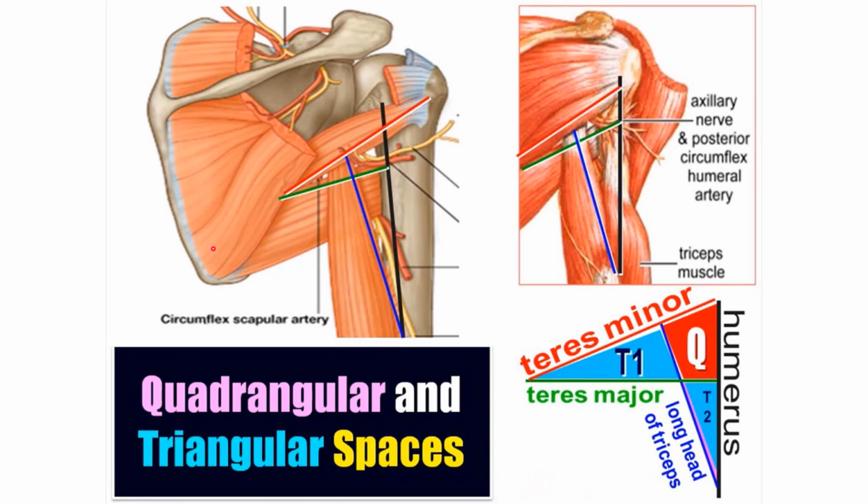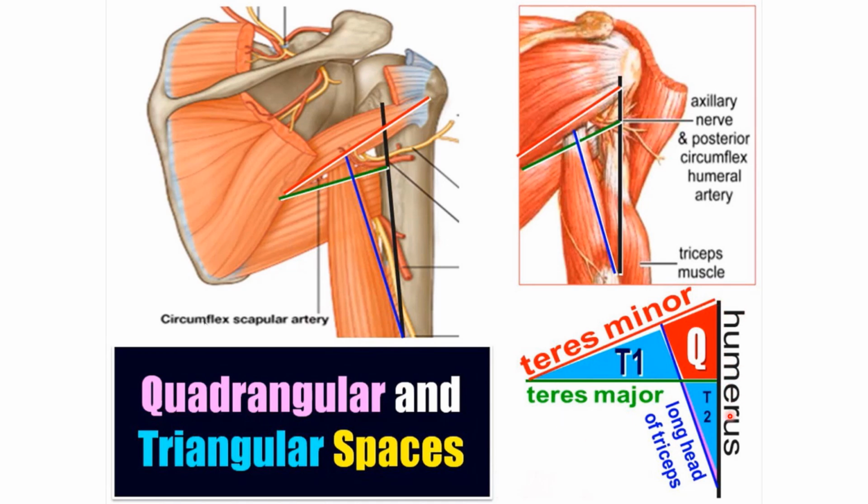Now, there are some spaces between the muscles of the shoulder joint. Okay, there are two main spaces: the quadrangular space and the triangular space. We have one quadrangular space and two triangular spaces. Okay, so you can look at this schematic diagram here.